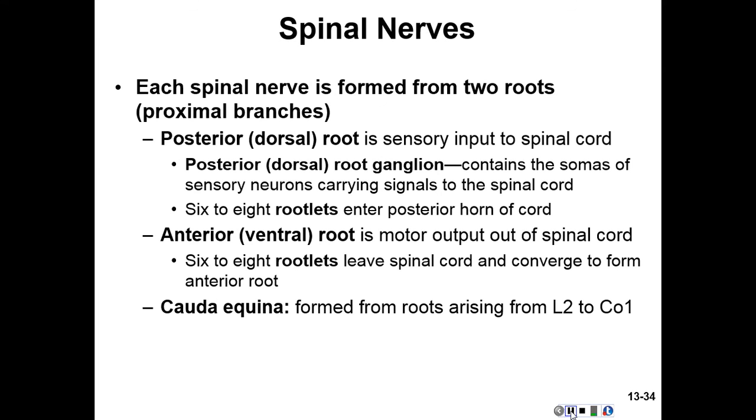Alright, the posterior root is the sensory input into the central nervous system. Anterior carries the motor response out. Cauda equina, the horsetail root, goes from L2 down to the coccygeal C1.